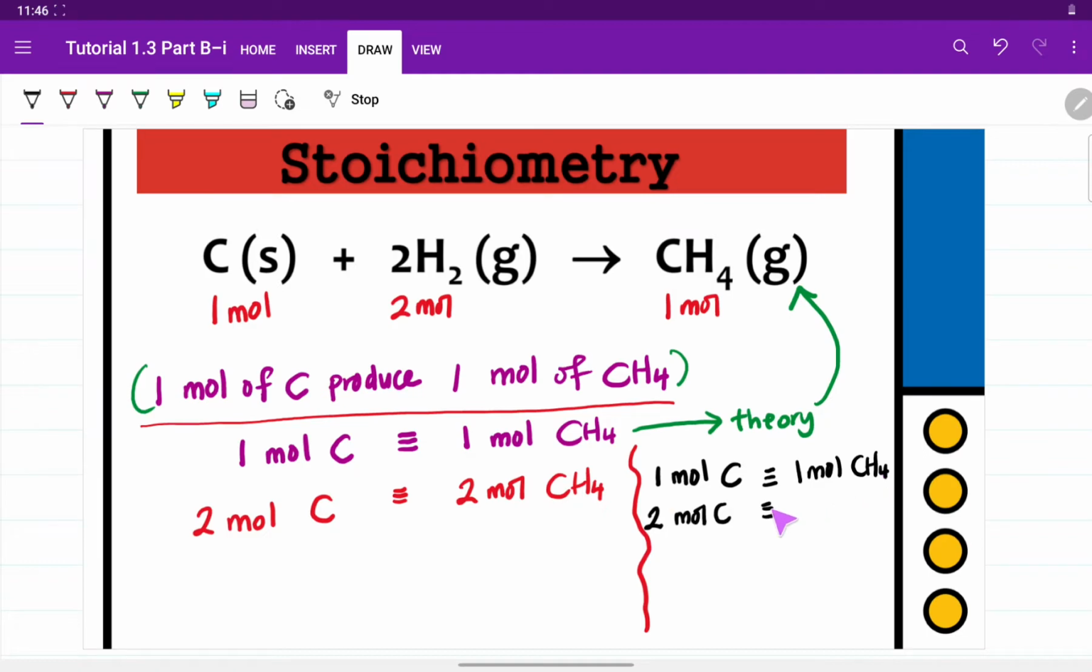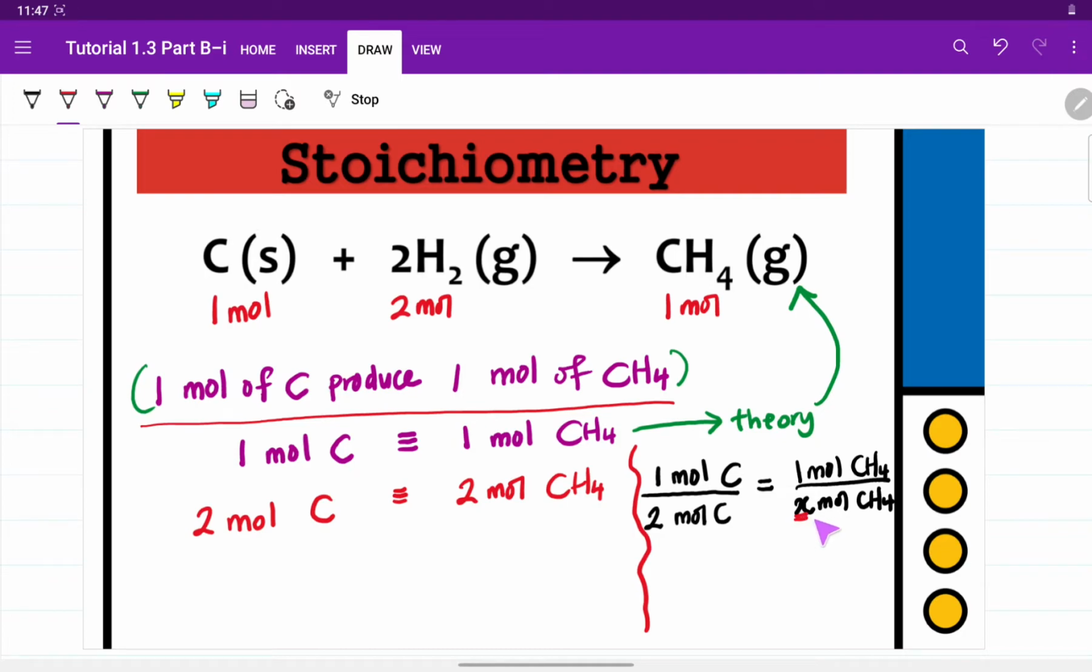Ni saya tulis balik. 1 mole carbon will produce 1 mole of CH4. So, kalau 2 mole of carbon, dia akan produce X mole of CH4. Now, what I want you to see over here is, yang ni seolah-olah dia adalah per, yang dekat sini sama dengan. So, if I put it like this, awak dah nampak dia macam mathematical equation, where sebenarnya apa yang saya nak adalah, I want to find what is the value of X.